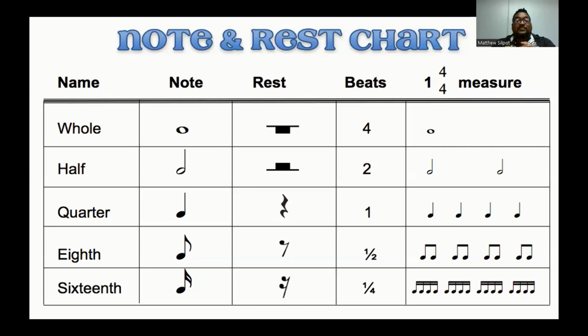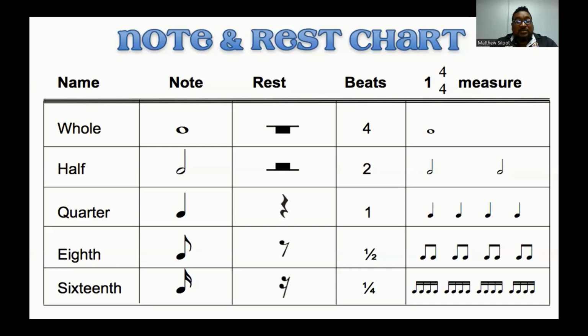So it's 1, 2, 3, 4. Whole note, 1, 2, 3. Half notes, 1, 2, 3, 4. Now, of course, we do have the corresponding rest. That looks like a hat. So when we see this sign, we know that we have to rest for 2 beats.